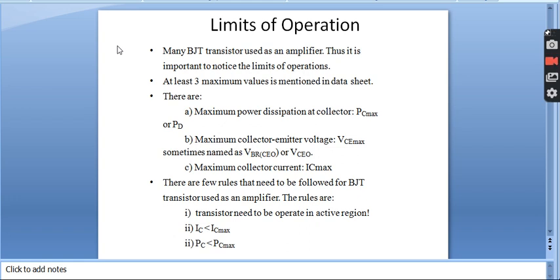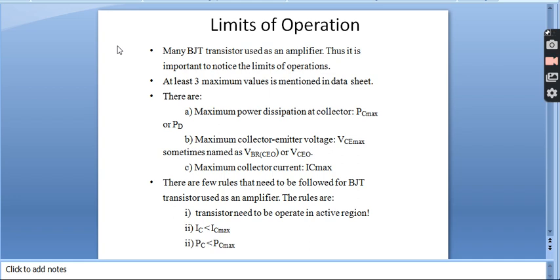You have to follow some rules if you want to make a transistor as an amplifier. Those three rules are: transistor needs to be operated in active region. Must and should, the transistor is going to be operated in active region, then only it will act as an amplifier. Next, second rule, collector current IC is less than IC maximum, and power dissipation PC is less than the PC maximum. We have to follow these three rules to make an efficient amplifier using a transistor.